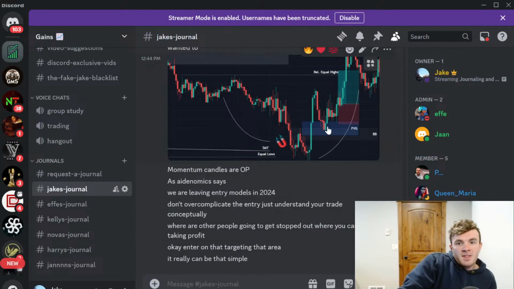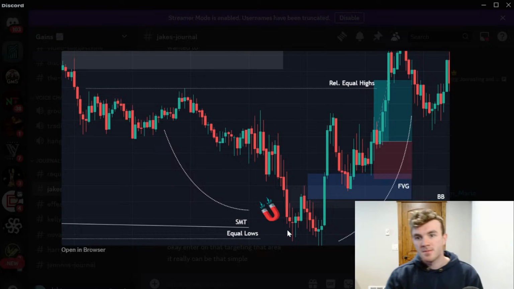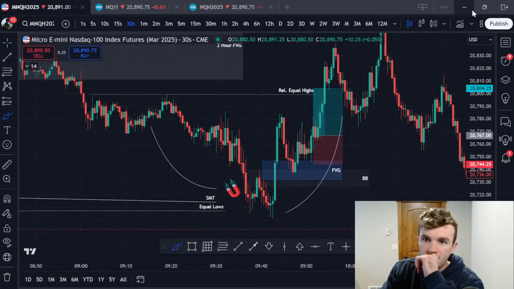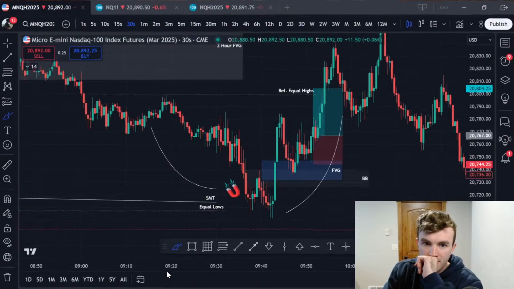Alright, yeah, I think this is awesome. This is such a great educational moment, honestly. When you see a candle like this that goes wick, close up, you're like, alright, we're going to these equal highs, you know? So, back to the chart now.